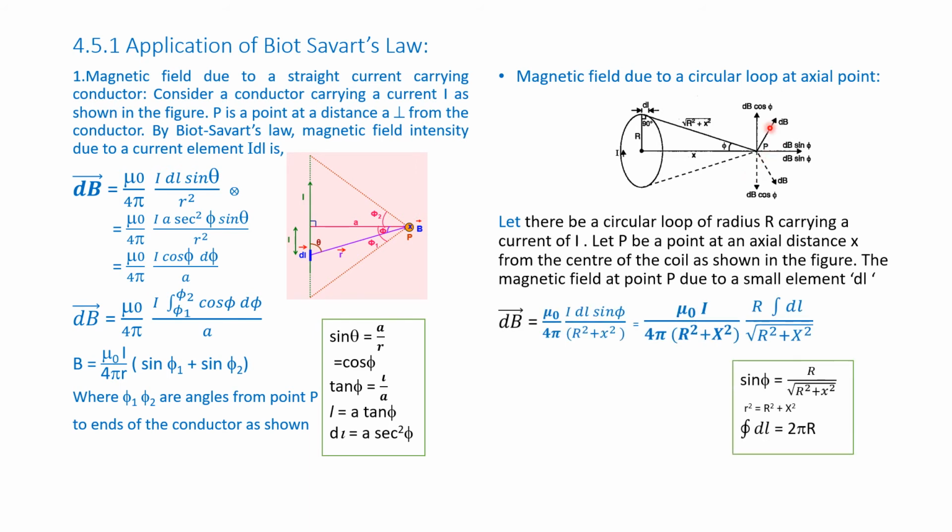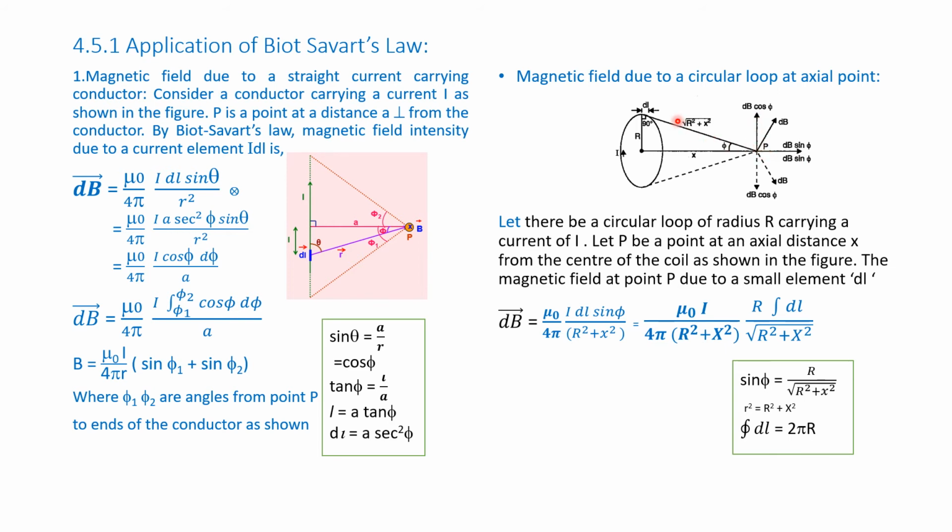Here please analyze this figure first. There is a current carrying element dl which produces a magnetic field dB. This element produces a field perpendicular to the plane of the paper, dB, at an inclined angle phi. So this has got two components, dB cos phi and dB sin phi. dB sin phi is along the x-axis or horizontal, and dB cos phi is vertical along the y-axis.